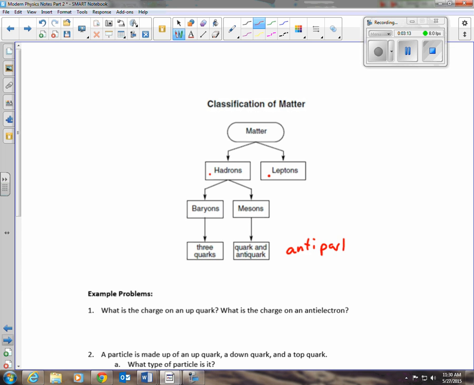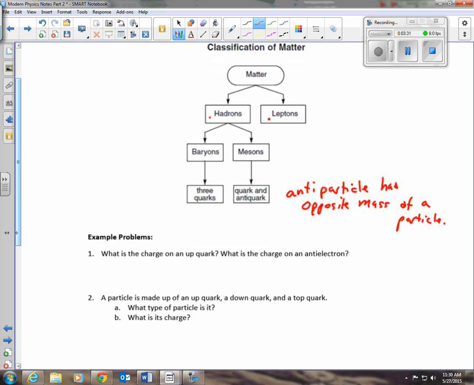An antiparticle has the opposite mass of its associated particle. Otherwise, it's identical to the particle. So, these terms, baryons and mesons, they're not the name of the particle, they're a classification. So it's like saying mammals or reptiles. They're never going to ask you for the name of a particle, but they are going to ask you for the classification. So here's an example problem.